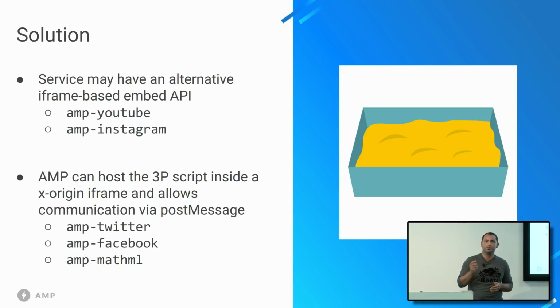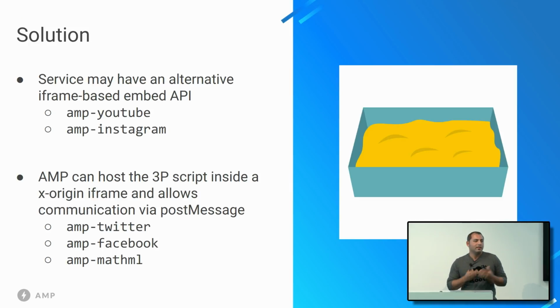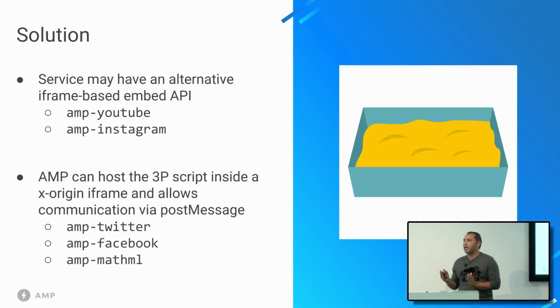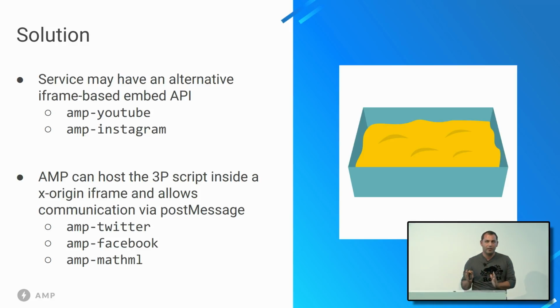So what do we do? There are actually two solutions for this. One is the service that you are trying to embed may actually have an iframe-based embed API that can be used. And both of these solutions are all about sandboxing the third-party JavaScript. So we want to sandbox it in an iframe so it cannot mess with the parent page. It cannot cause security issues. First option, they may already have something like that. So YouTube is a good example of that, and Instagram is another good example of that, where they give you a URL, and then you put it on an iframe, and it's all good.